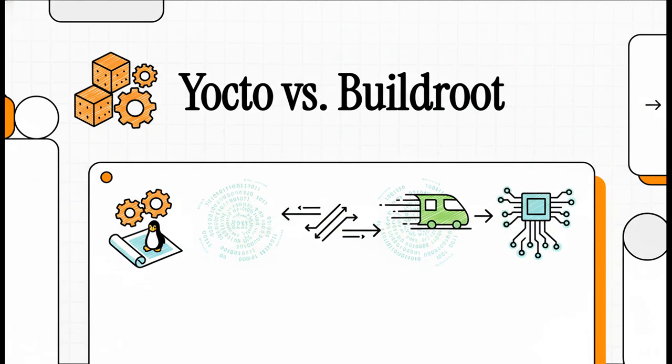Welcome to the Explainer. Today, we are diving deep into the hidden world of software that makes all of our smart devices, well, smart. And we're going to compare two heavyweights in this space, Yocto and Buildroot.